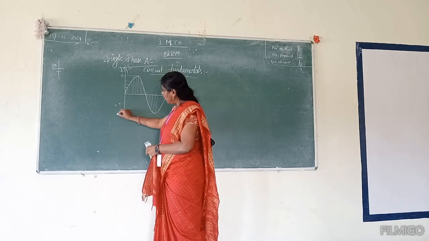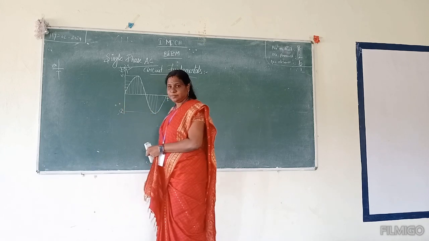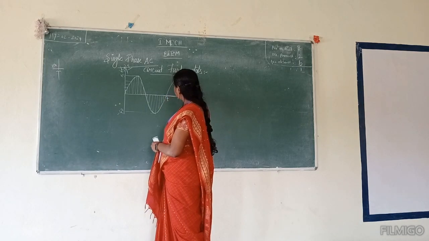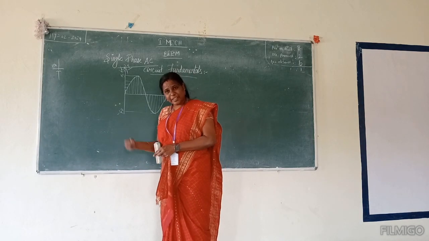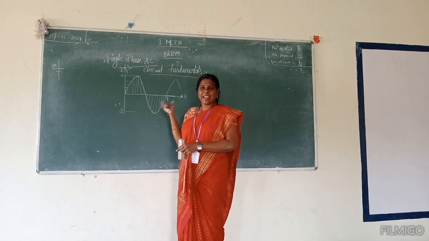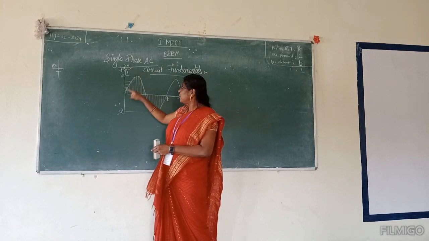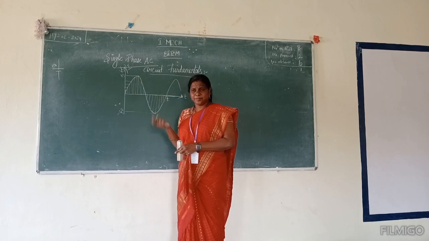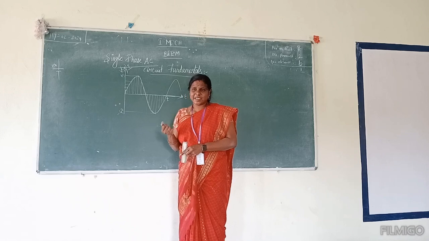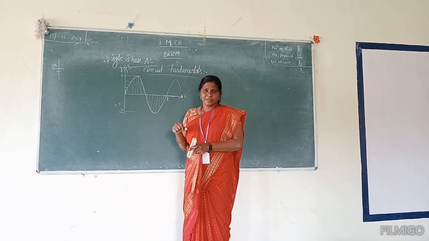On this side, this will be minus 40. Again it will go up, again it forms a positive one, again it forms a negative. So what is this known to be? AC signal, alternating current signal. Voltage is alternating, so current will be alternating. V is directly proportional to I always.